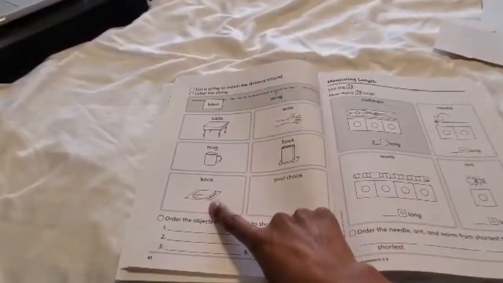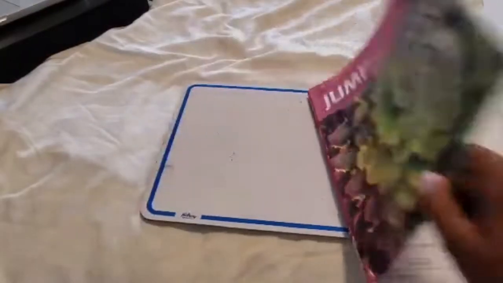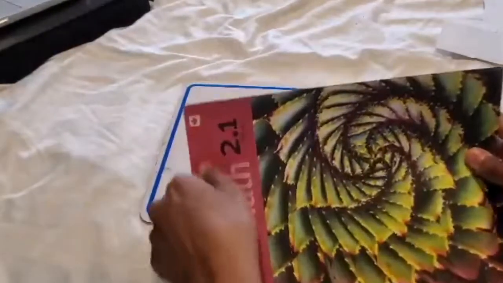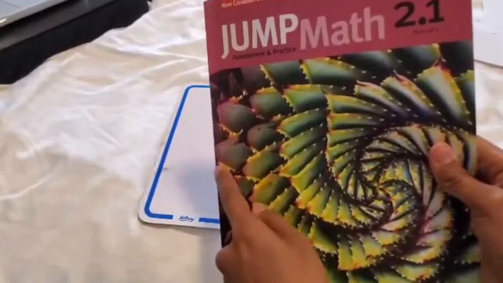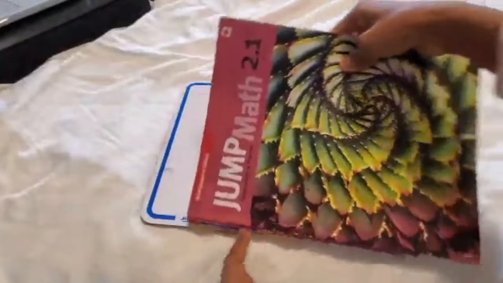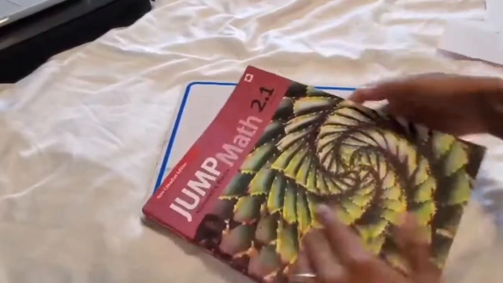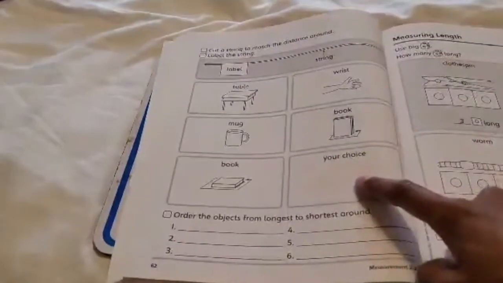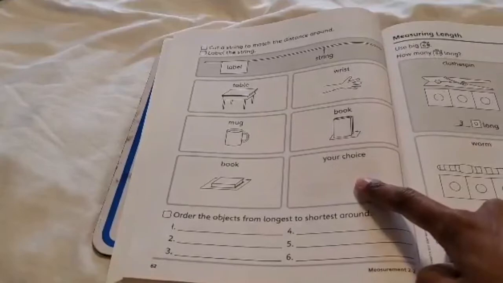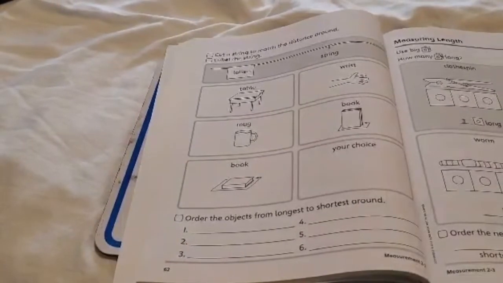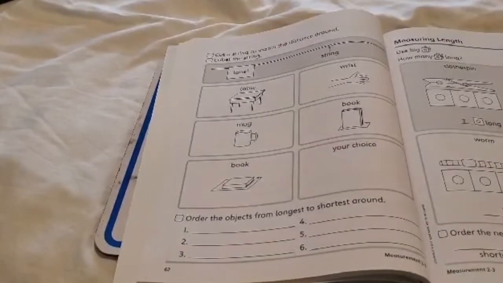Then they want you to put your book flat like this, and they want you to go around the outside of your whole book as well. So one way they want you to measure is going around your book, and then the other way is to put your string started here and then go around this way. For the last one, you can pick anything in your house that you want to measure and draw the picture in here and take your string and measure that object.